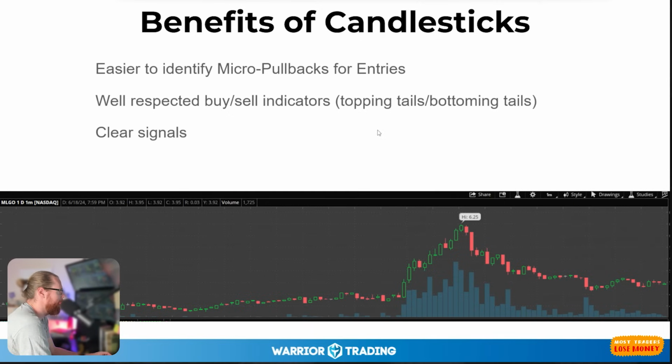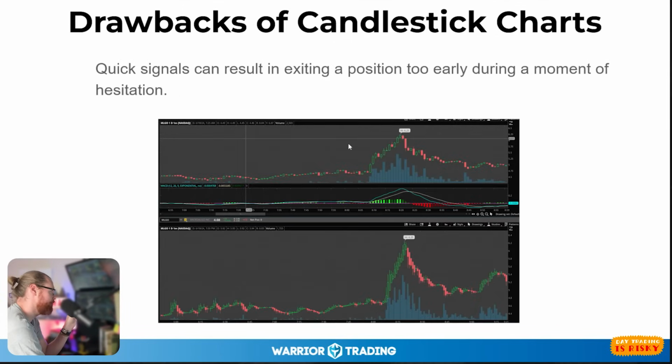So yes, the benefits of candlestick charts, there's no question about it. They're very clear signals and they're well respected. And it is easier to identify these micro movements in price. But the drawback is that these quick signals are sort of a blessing and a curse, because these quick signals can also cause you to exit a position too soon during a moment of hesitation, only to watch it go higher.